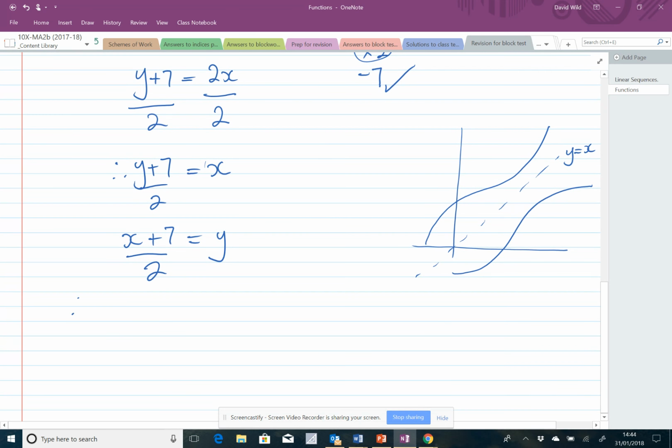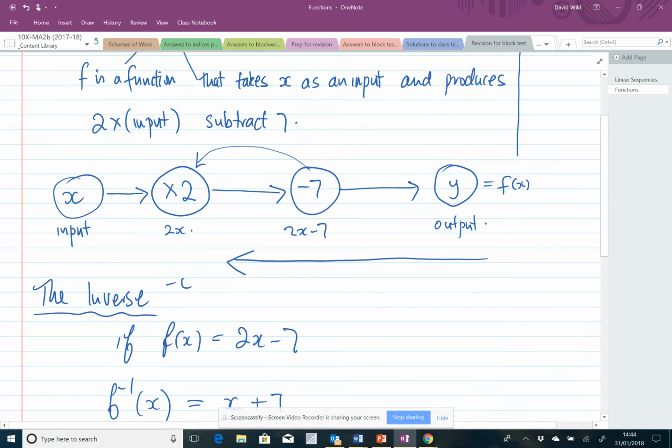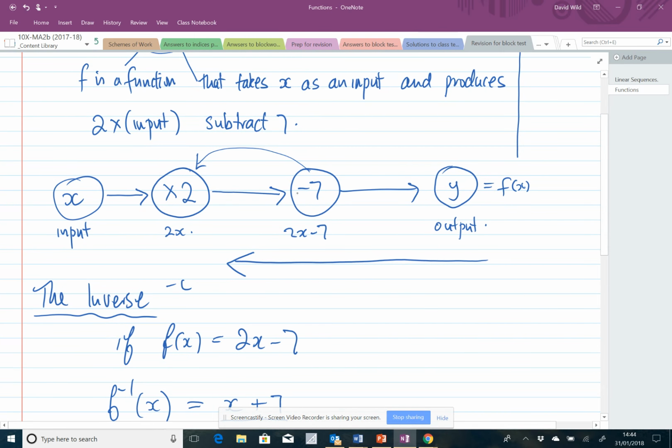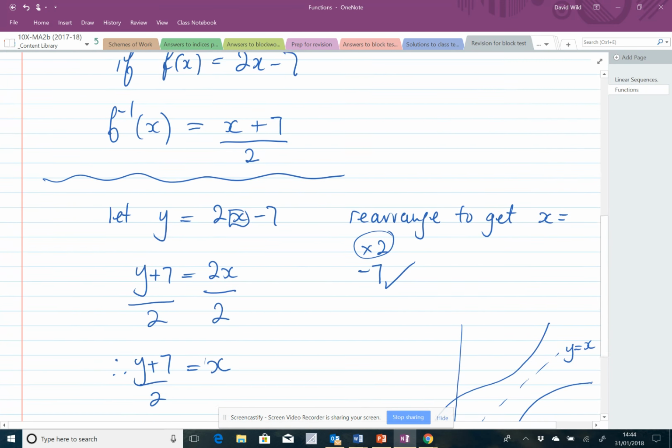And that tells us, therefore, that my inverse function is (x + 7)/2, which is the same result as doing it this way. Multiply by 2, subtract 7, go in the reverse order. We start with an input of x, we add 7, and then divide by 2.